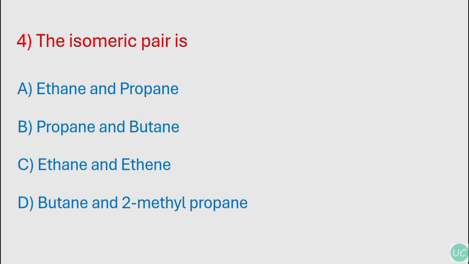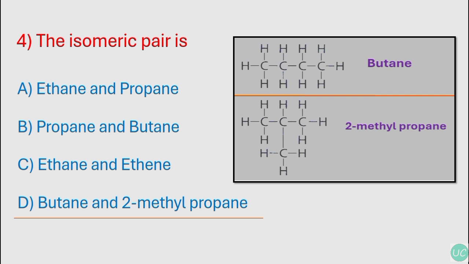And the last one, butane and 2-methyl propane, is true. These are the isomeric pair. As you can see, the number of carbons is the same in both, and the second one, 2-methyl propane, is just the branched form of butane. So these are isomeric pairs.